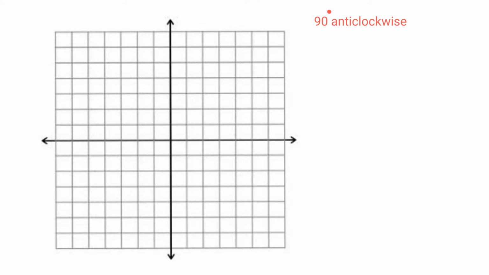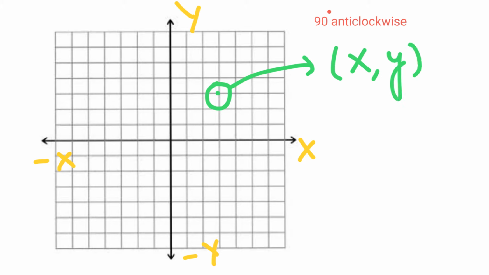Now if the question says to rotate it 90 degree anti-clockwise, let's imagine first of all that the point lies somewhere here in the first quadrant. Tell me what is the coordinate. This is our x-axis, this is minus x, this is y, and this is minus y. Now this point is somewhat like x and y, as it is in the first quadrant, so x and y both will be positive.